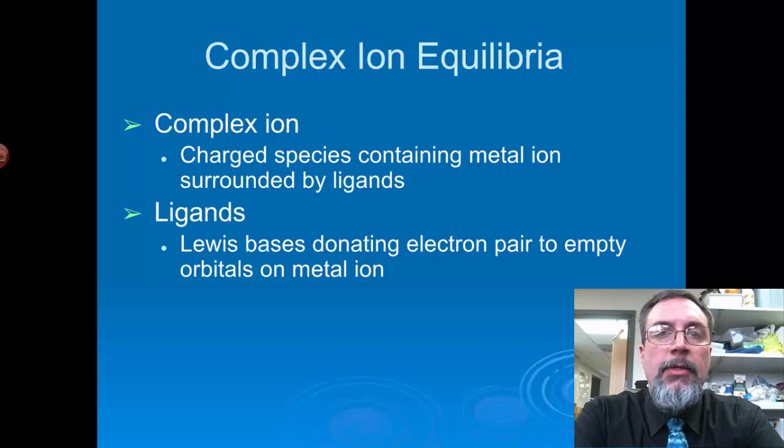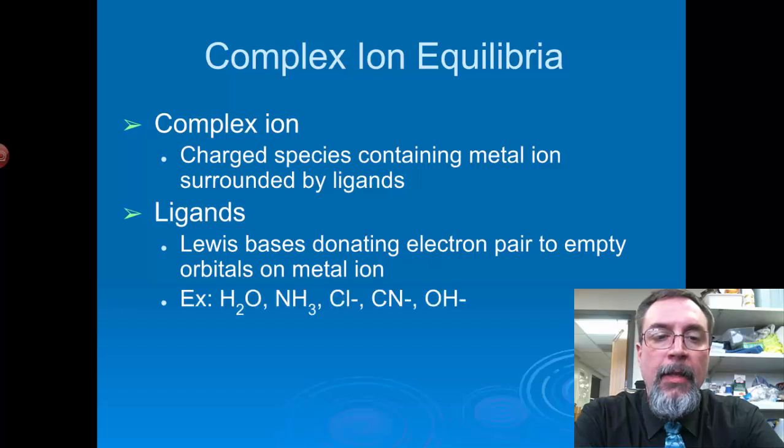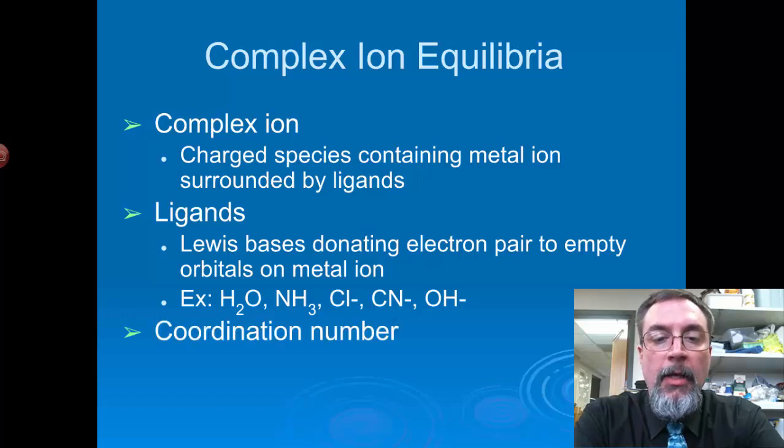In general, ligands are going to be Lewis bases. So they're going to have a pair of electrons available to donate to the empty orbitals on the metal ion to form these bonds. Okay? So water will work because you have lone pairs on the oxygen. Ammonia will work, the lone pair on the nitrogen. Chloride has 4 lone pairs. Cyanide has some lone pairs on that nitrogen. Hydroxide has lone pairs on the oxygen. Those are all Lewis bases. They have lone pairs to donate.